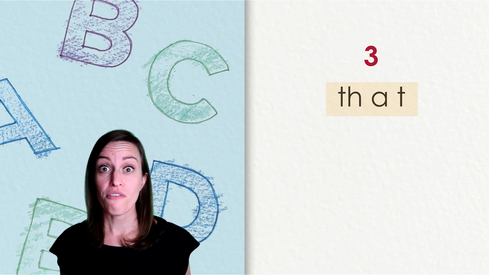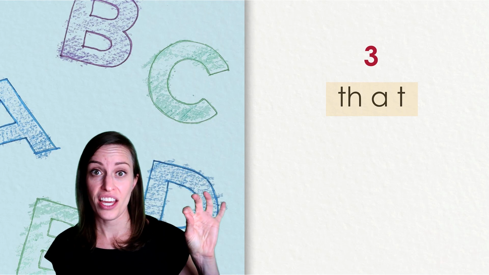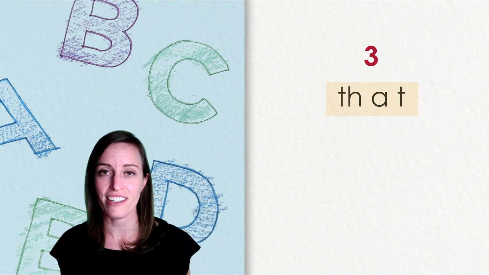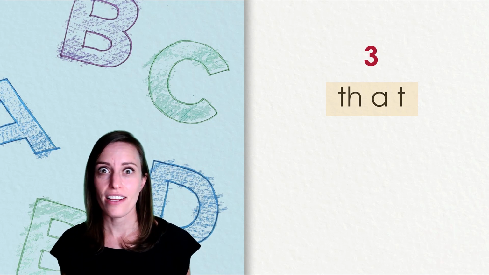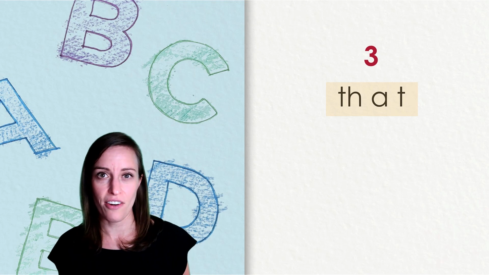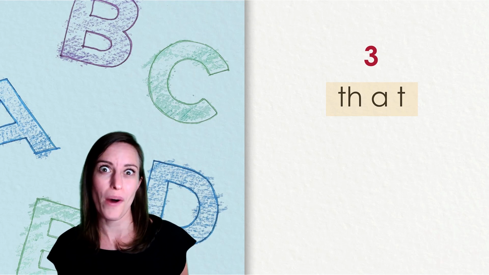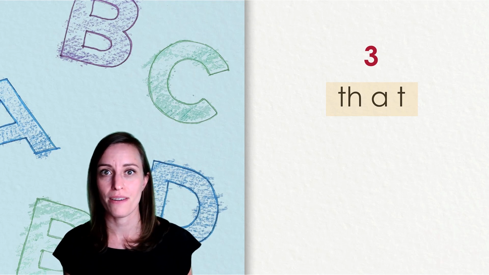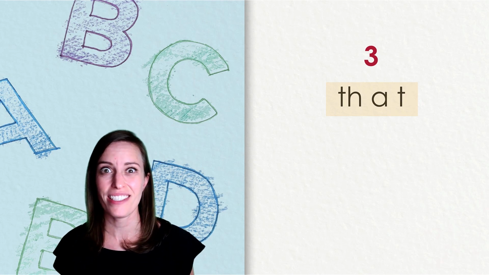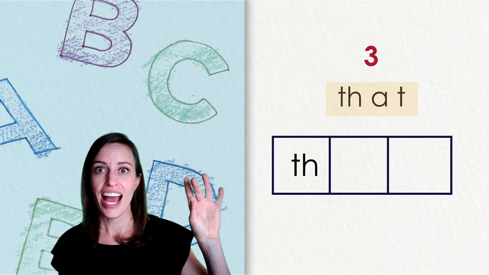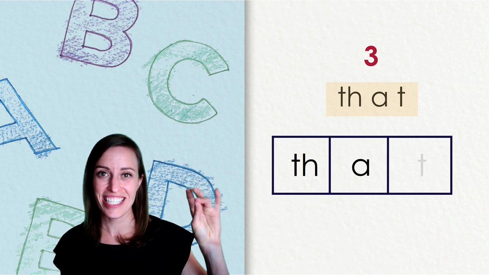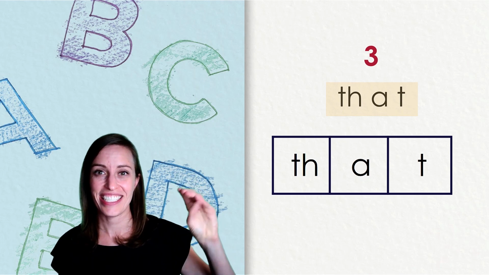Well, the first sound, th, is made up of 2 letters. The T and the H work together to say th. So T and H, that's called a digraph. It just makes one sound or one phoneme. Let's tap it out again and we'll put the sounds into our sound boxes. Th, a, t, that.